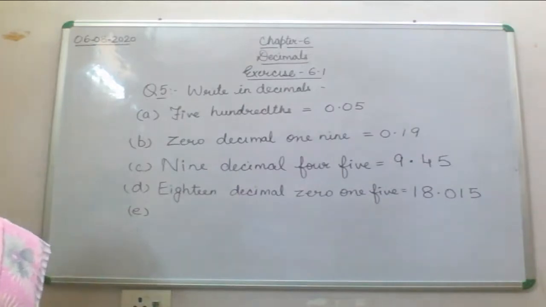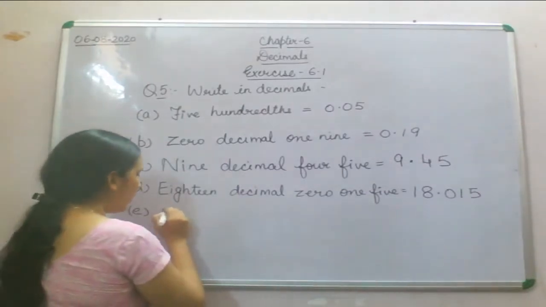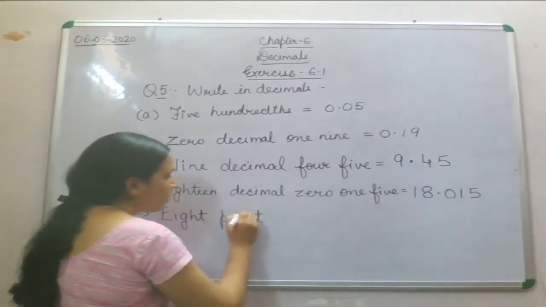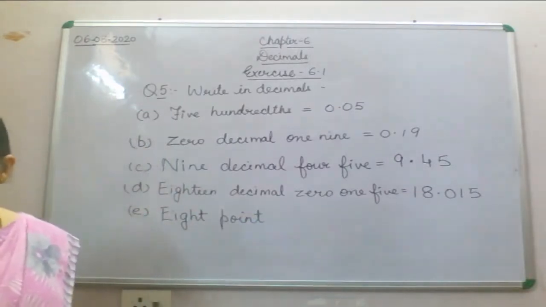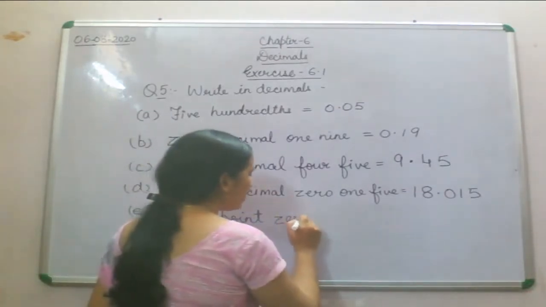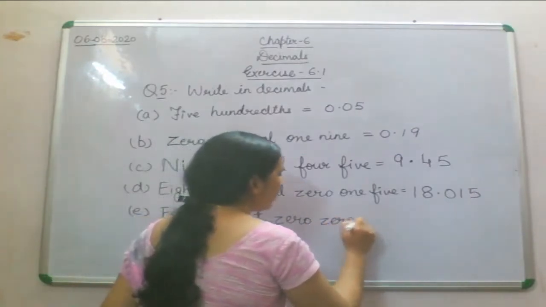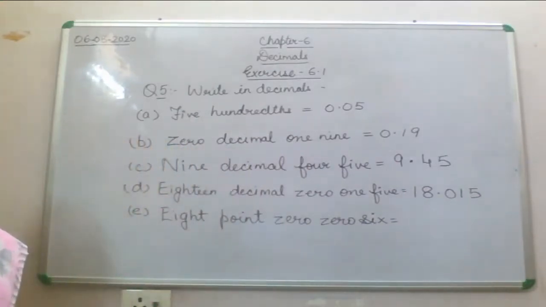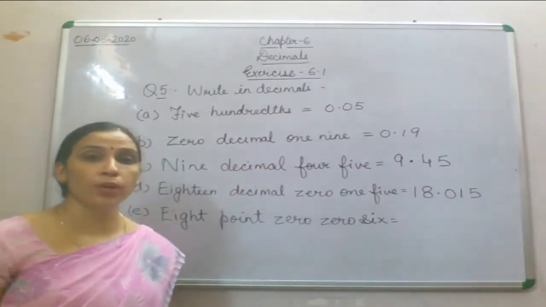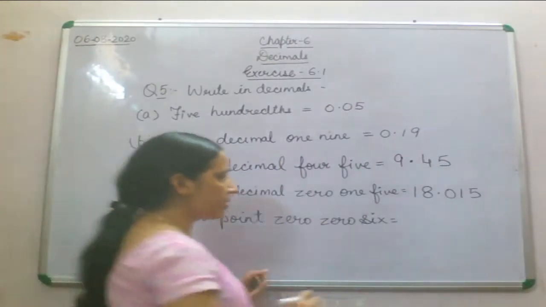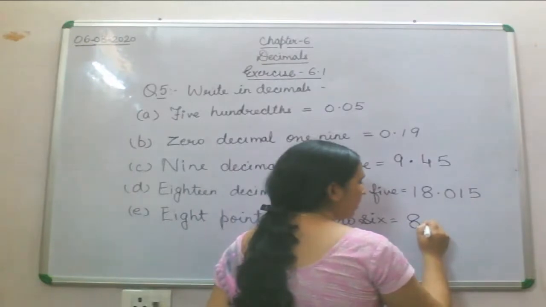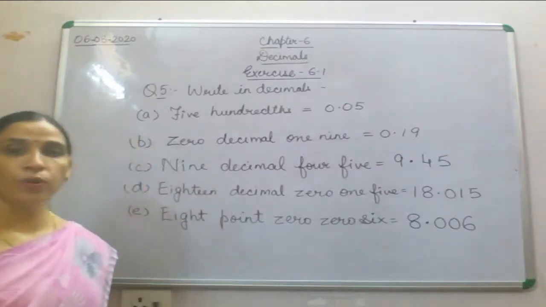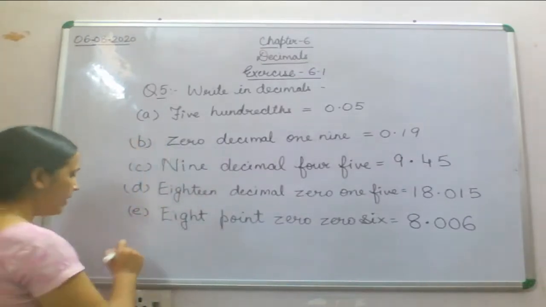Now we'll do E part of it. E part is 8.8 point. Now what does this point mean? Point means decimal only. Whenever it is given point or decimal, both are correct. 8.006. What we will write? 8, then point, then 0, 0 and 6. 8.006.